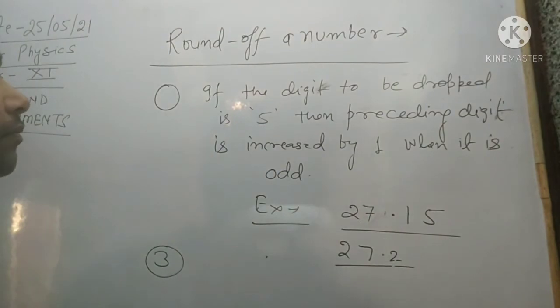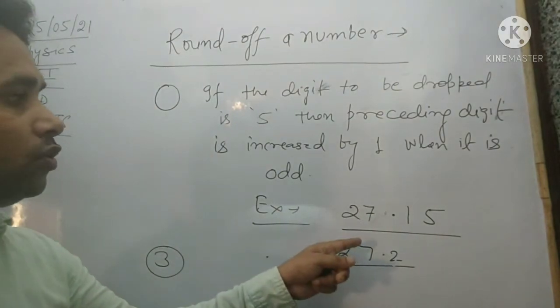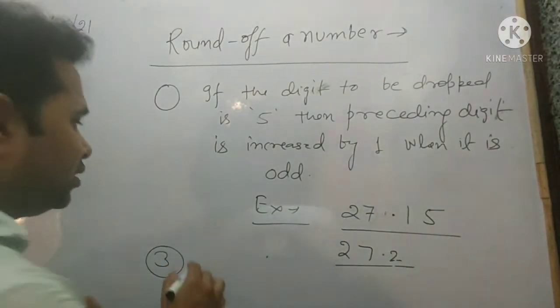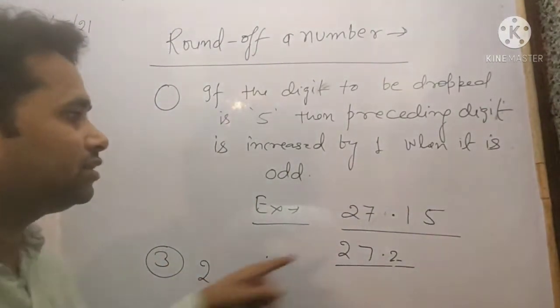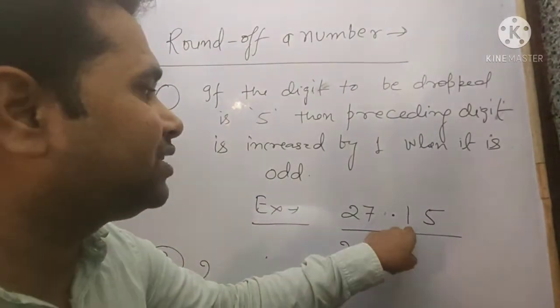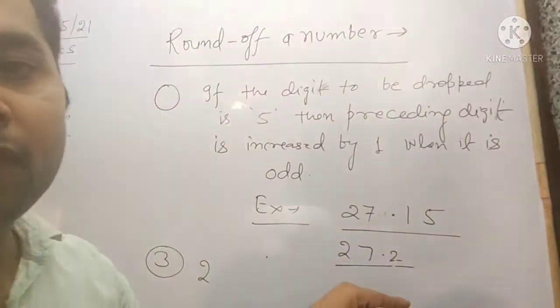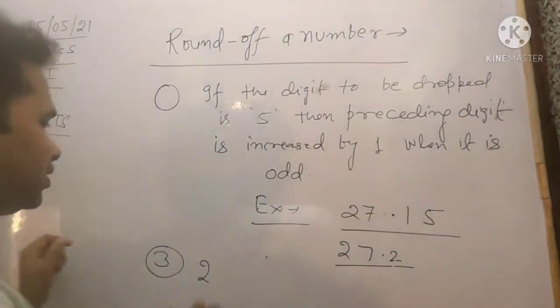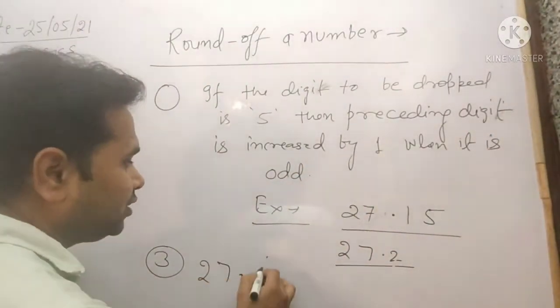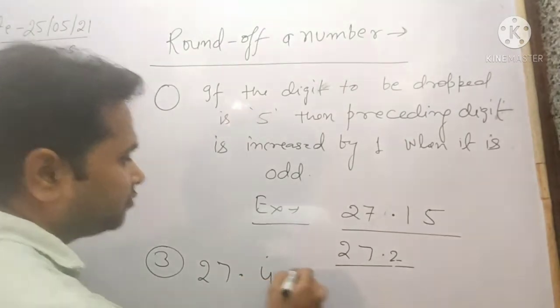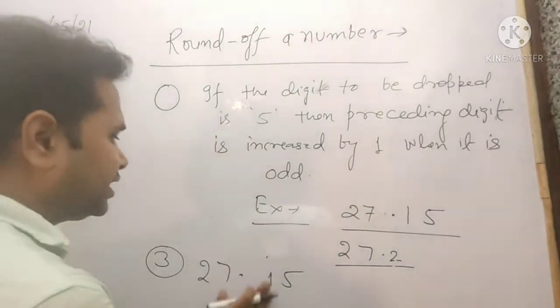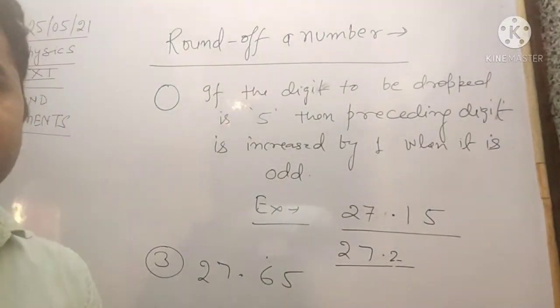रूल सेज दैट this should remain constant. This should remain constant means जो मैंने यहाँ पे preceding digit को बढ़ा दिया, ये वही रहेगा when it is even number. Suppose example is there 27.45, or 27.65.